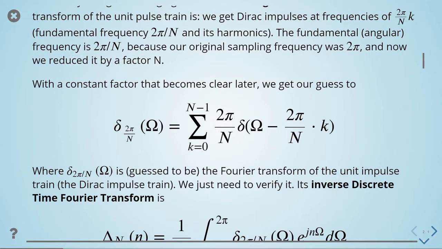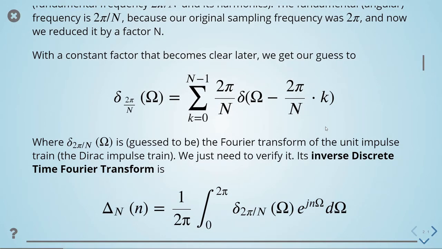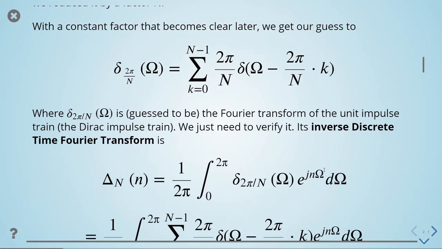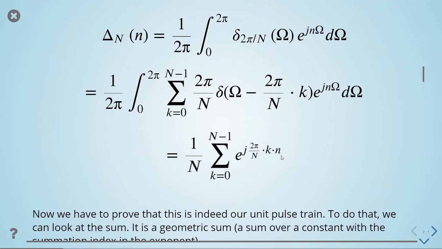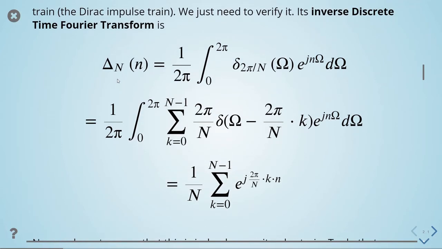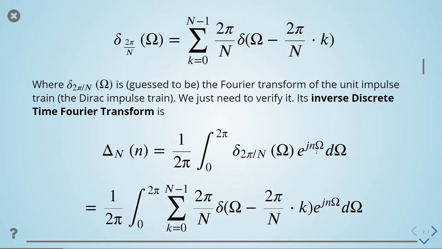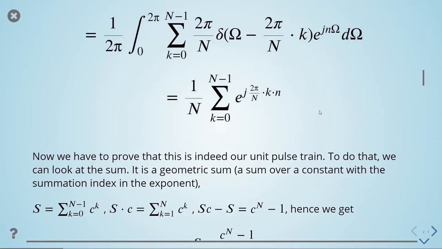So what we need to do is verify it. The inverse discrete time Fourier transform is given by this equation here. So from here we go to here, and we have that this is the inverse discrete time Fourier transform. Now we have to prove that this is indeed our unit pulse train. To do that, we look at this sum, and we see that this is a geometric sum, a sum over a constant with the summation index in the exponent.